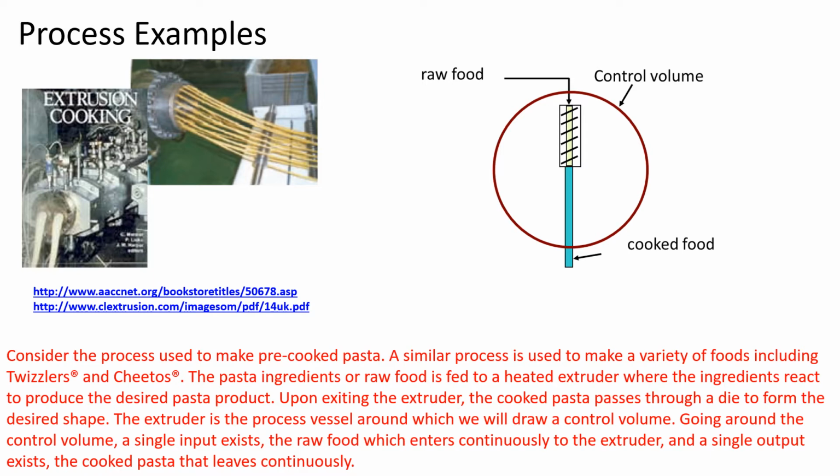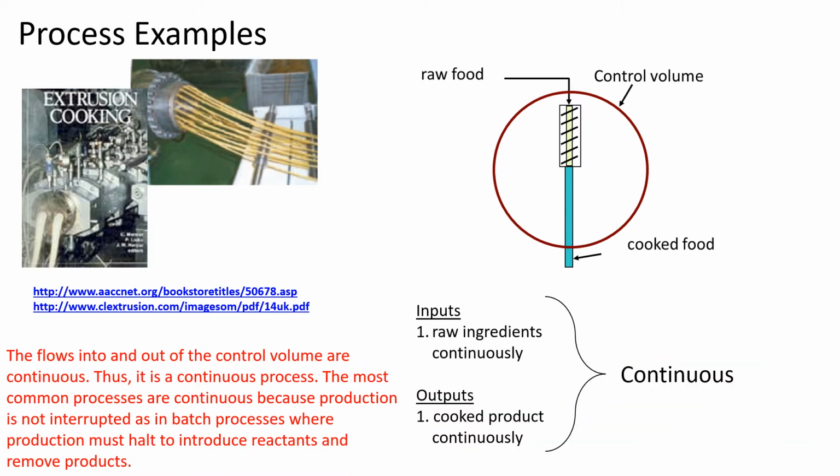Going around the control volume, a single input exists, the raw food which enters continuously to the extruder, and a single output exists, the cooked pasta that leaves continuously. The flows into and out of the control volume are continuous. Thus, it is a continuous process. The most common processes are continuous because production is not interrupted, as in batch processes where production must halt to introduce reactants and remove products.